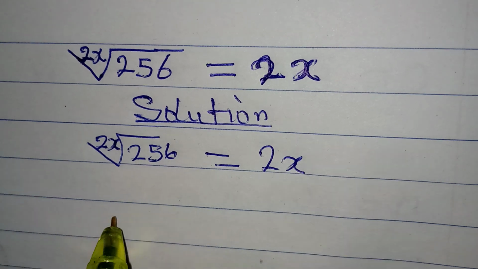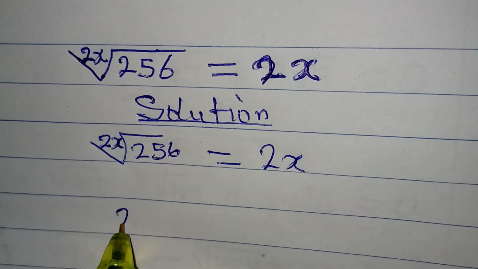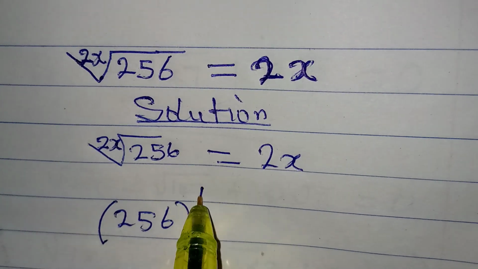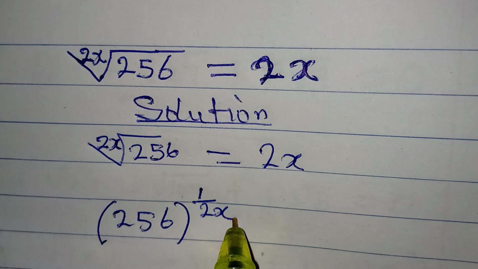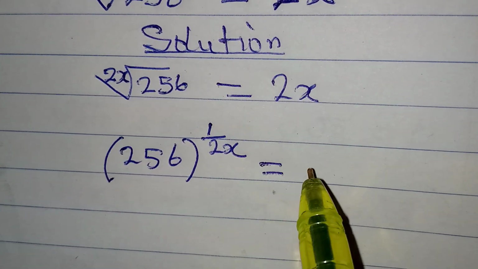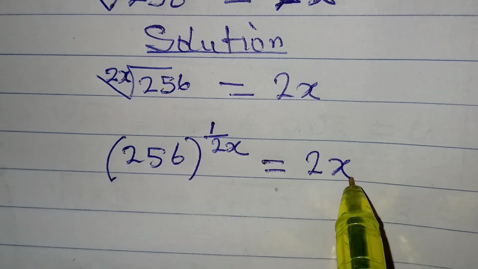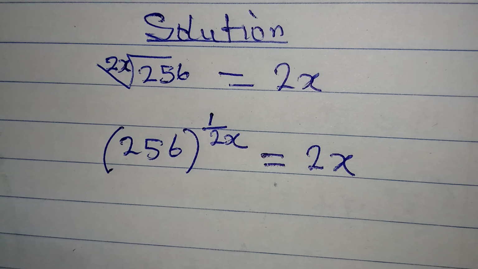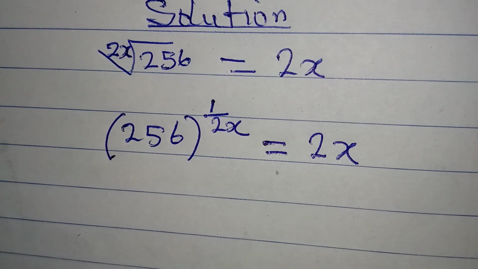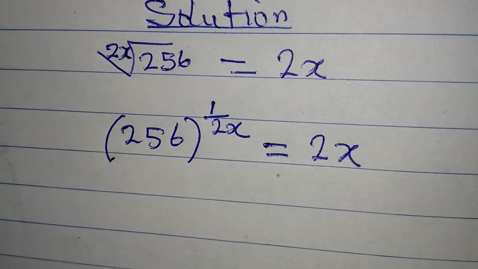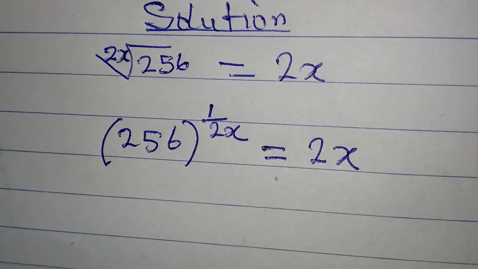But then understand that this is the same thing as 256 to the power of 1 over 2x. This is according to one of the laws of indices, and this will be equal to 2x. Okay, now the next thing we are going to do is to multiply the power here by 2x.